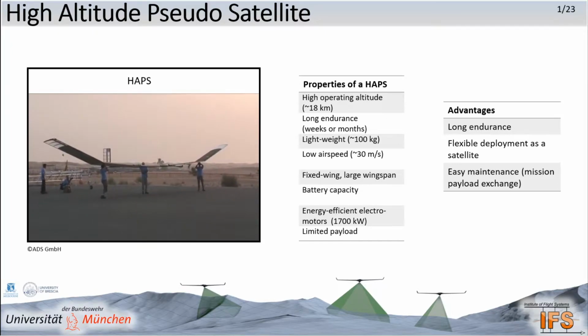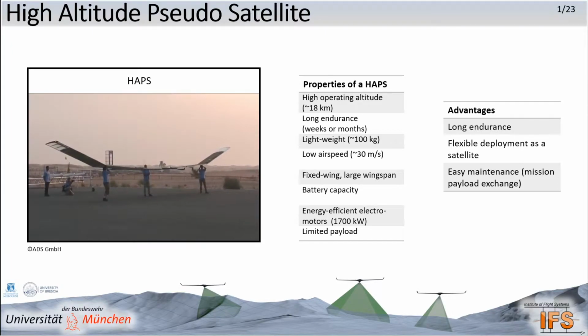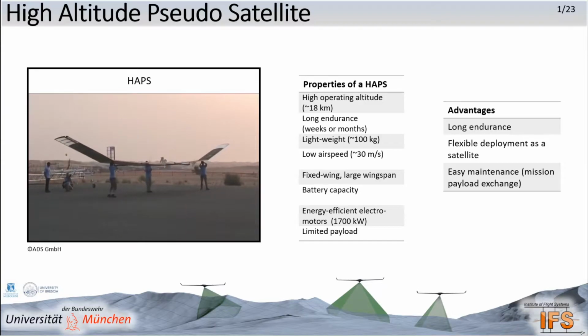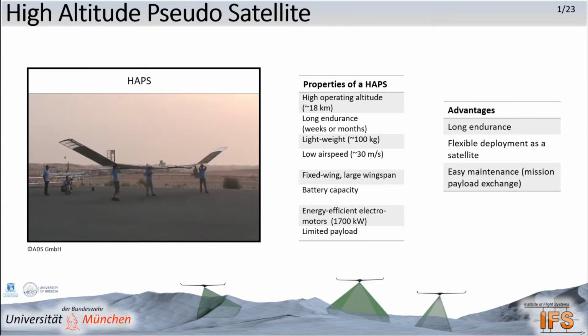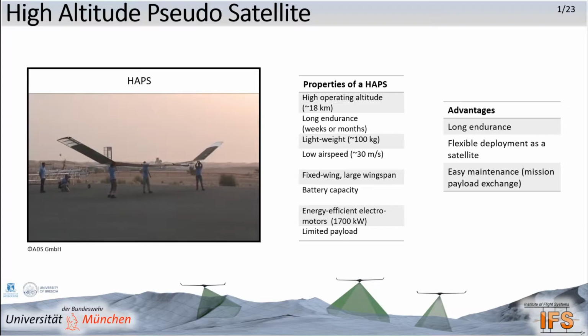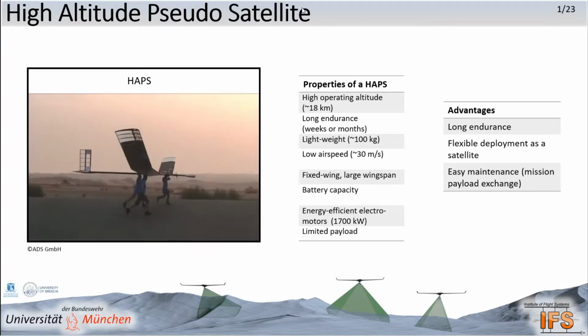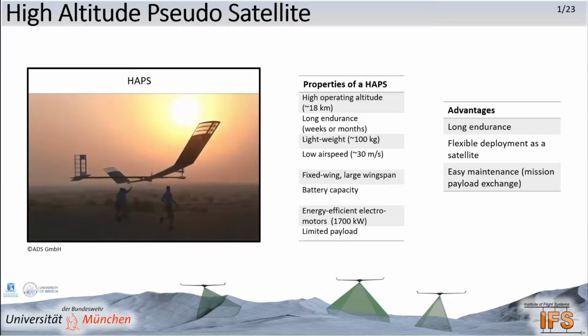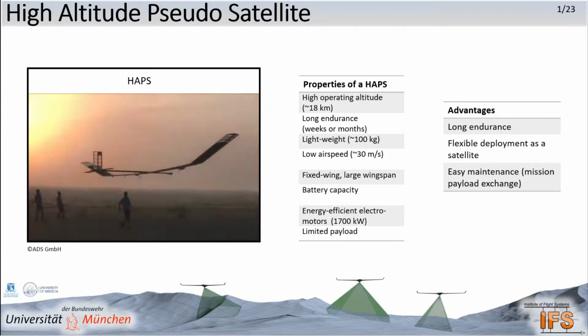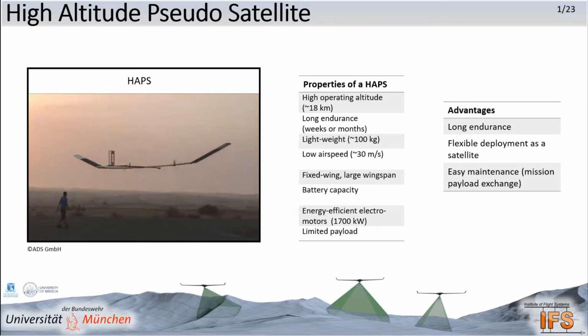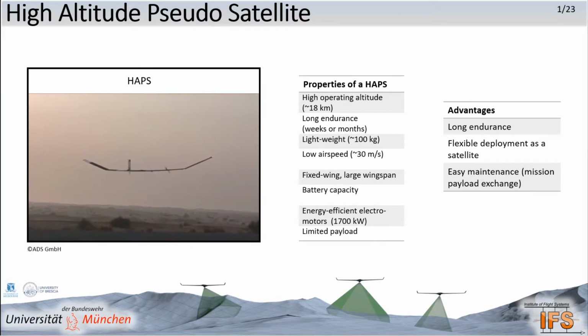A high-altitude pseudo satellite is a peculiar fixed-wing solar-powered UAV that flies in the lower stratosphere. It is lightweight and has extremely long endurance, up to a month and probably years. So the industry pledges that it can operate like a satellite, but with more flexibility for deployment and maintenance.